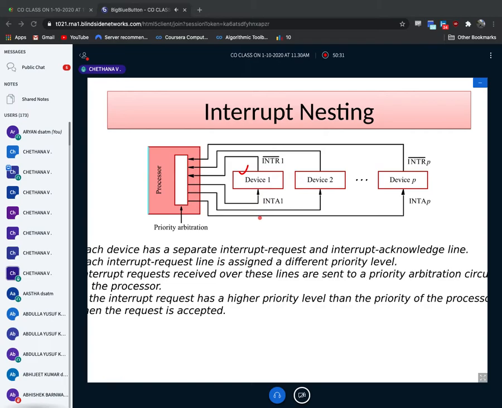a separate request and a separate acknowledgement. Okay, I will go and ask for the processor. If it says, okay, I will serve you, then it will serve you. A separate request and a separate reply for you. Here also, device 2 will have a separate request message, INTR, and a separate acknowledgement. So how will it serve? Based on priority. I'll give you an example.